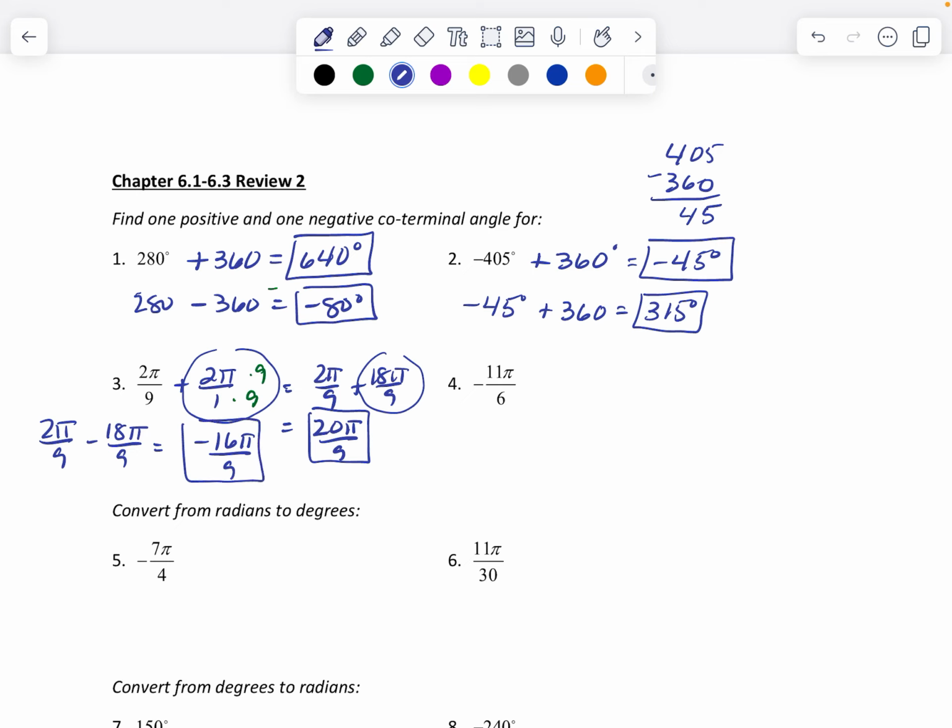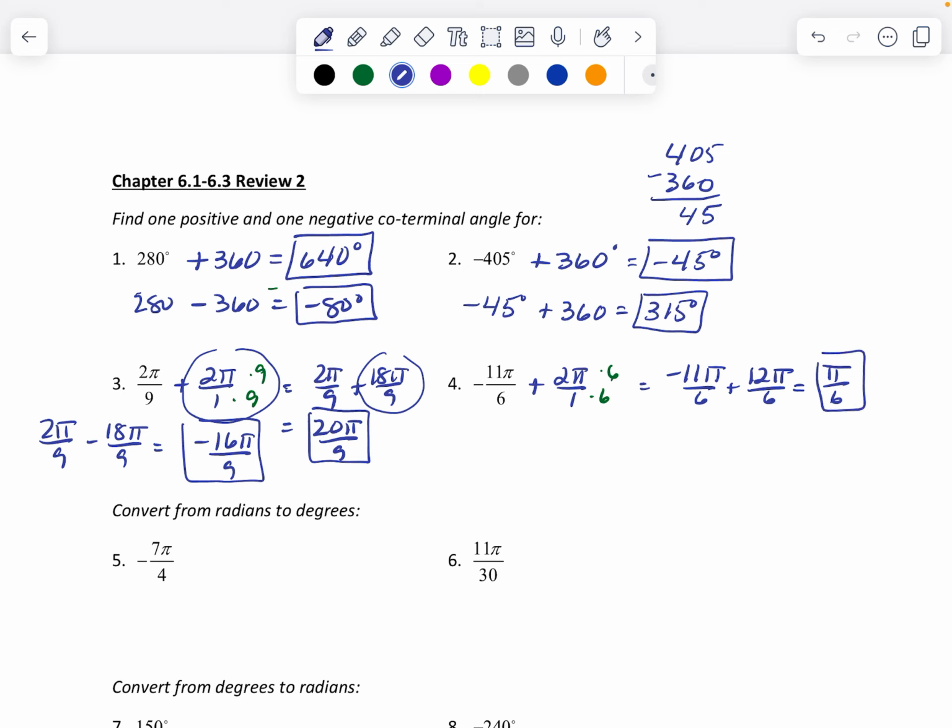All right, same thing for number 4. I'm going to go ahead and add 2 pi. Find a common denominator, which is 6. So multiply top and bottom by 6. And that gives me negative 11 pi over 6 plus 12 pi over 6, which is 1 pi over 6. So there's your positive coterminal angle.